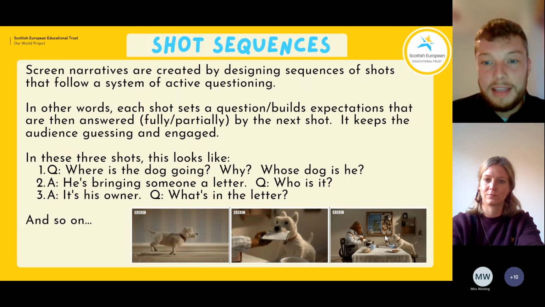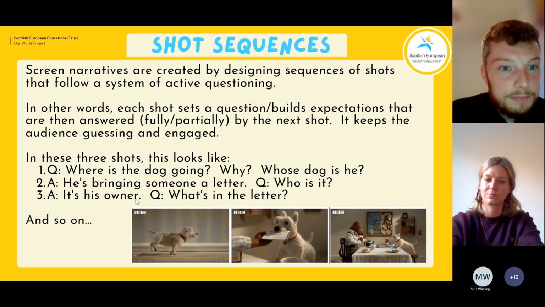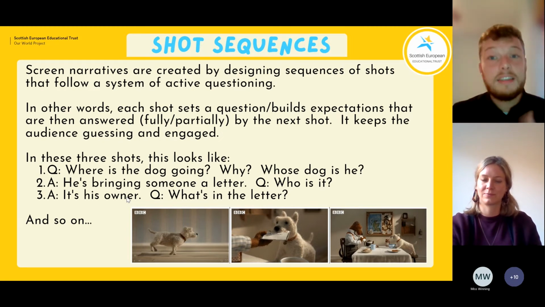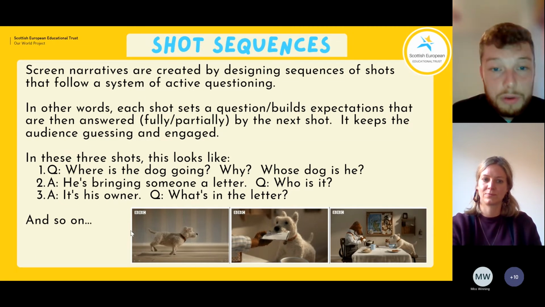So, for example, if we look at the 3 examples below. In the first shot, the question that the audience member might be asking is, where's this dog going? Whose dog is he? We need a bit more information about this dog, but we're already interested in what's going to happen. Then in the second shot, you realize, oh, he's bringing someone a letter. And whose hand is that we can see? Who is he bringing this letter to? And then you figure out by shot C that, oh, it's his owner. And now you're thinking, I wonder what's in the letter. And that continues throughout the whole production, throughout the whole storyboard. So it's all about setting up a question, which is then answered by the following shot.